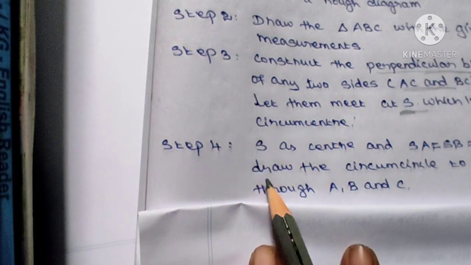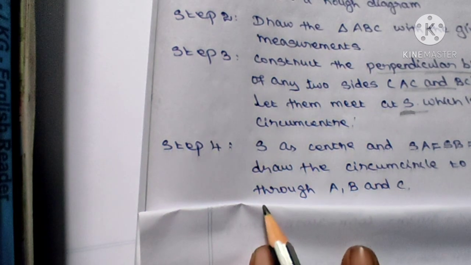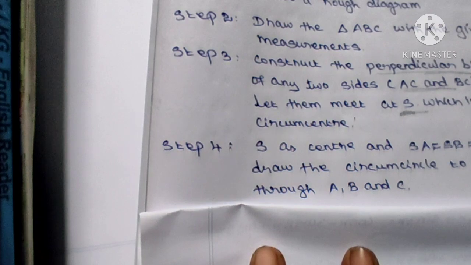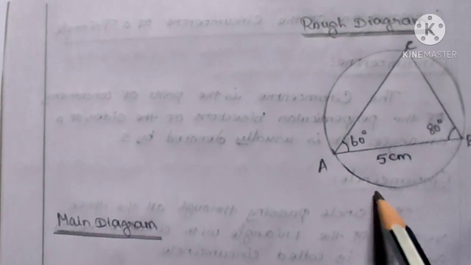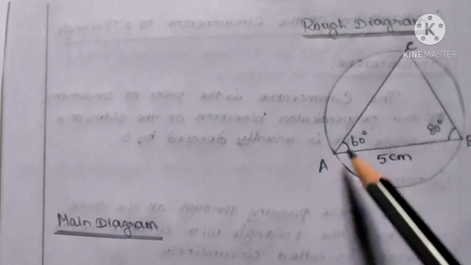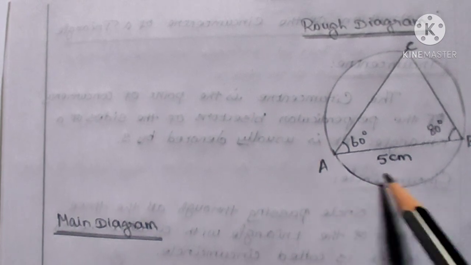We use the steps to find out the main diagram. After completing step 5, find out the circumradius of triangle ABC. We note the left side corner and draw a rough diagram. First you draw the circle, inside it you draw one triangle, write the measures and label the letters ABC.